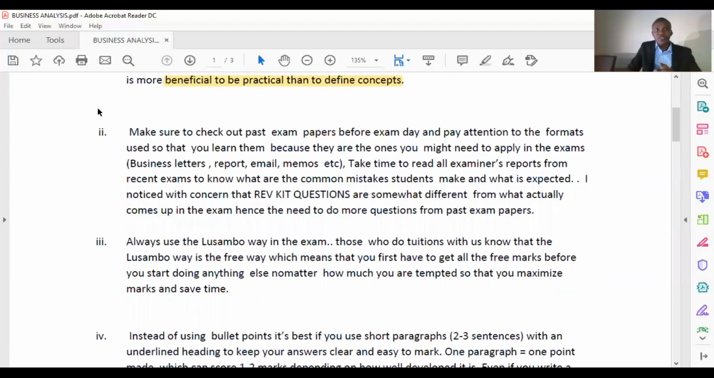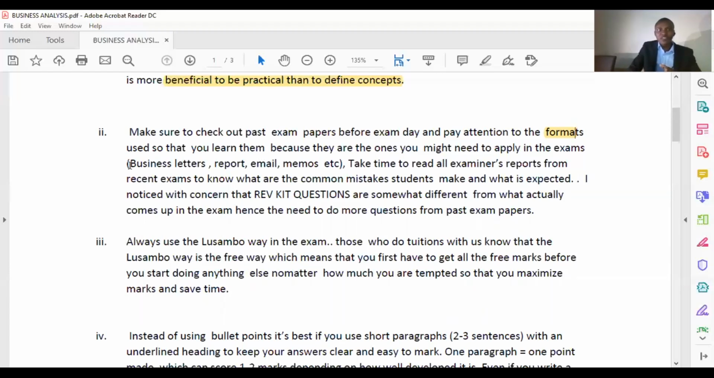Point number 2, as you've seen, I've written there: make sure to check out past exam papers before exam day and pay attention to the formats. When you are checking past exam papers, you are not checking because you want to learn the answers. No, those answers will not help you in a real exam. What you are looking for in those past exam papers are the formats, because the formats that are examined in different exams are the ones most likely to come up in your exam.